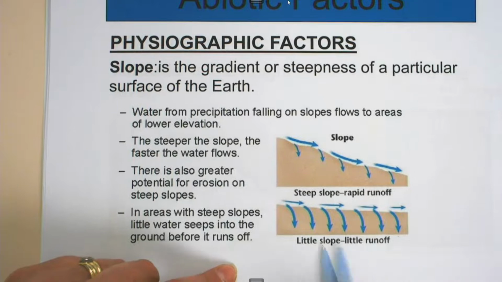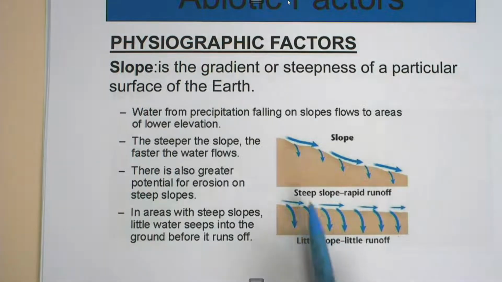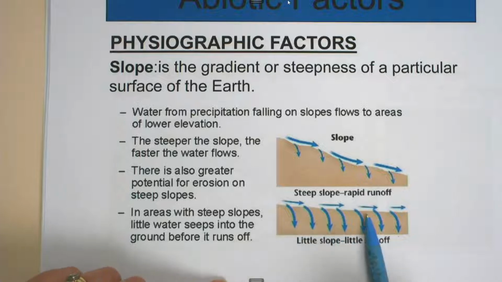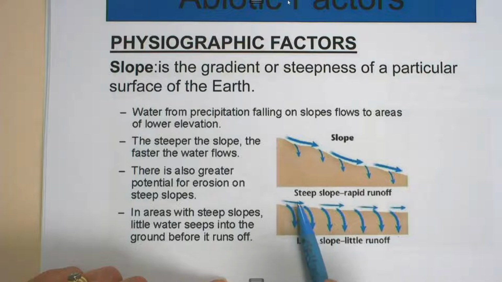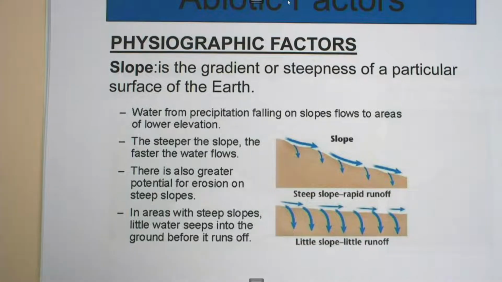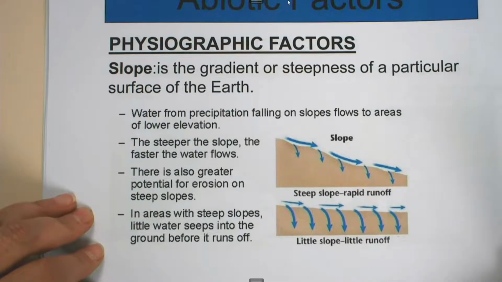This one, where the slope is less steep, the water is going to run down slower. And it gives time for the water to go in deeper into the soil. Because it takes longer, it moves slower, and some of the water can go into the soil. So this is how this is going to influence the plants that are going to grow there, because more water, more plants. Okay, slope is the gradient or the steepness of a particular surface of the earth. All right, study work. Make sure you know this.